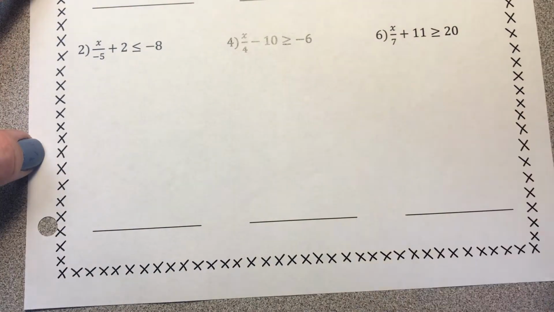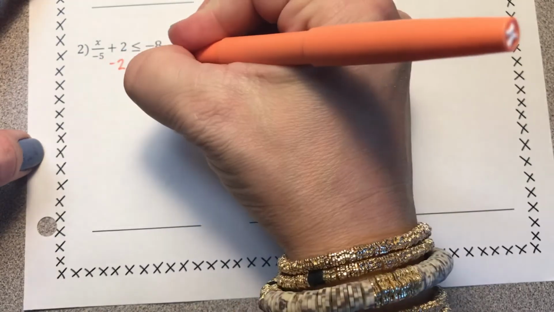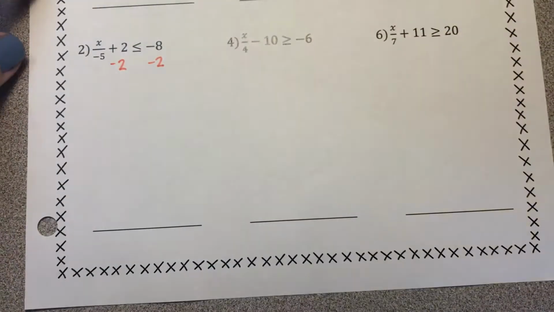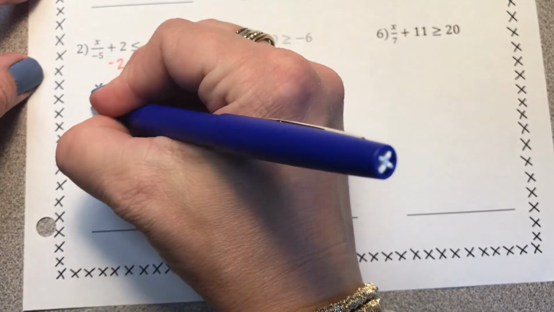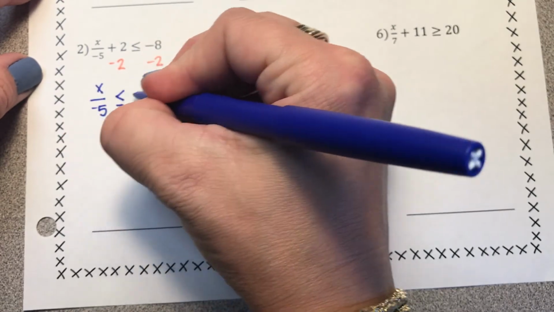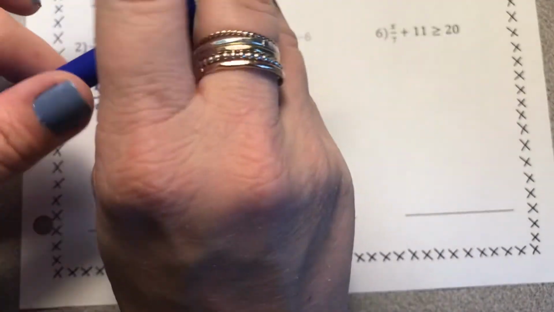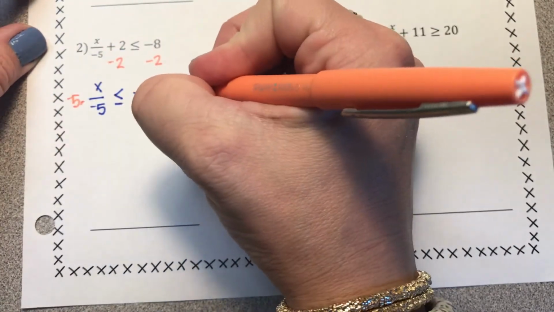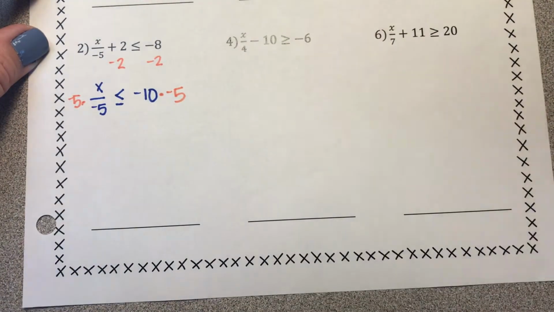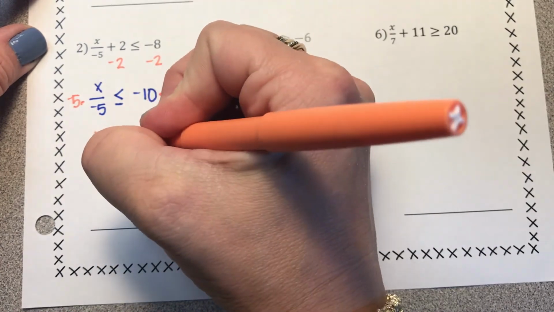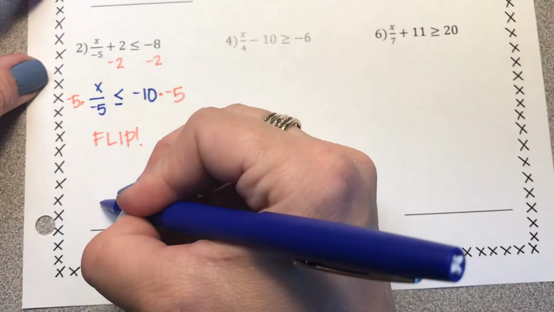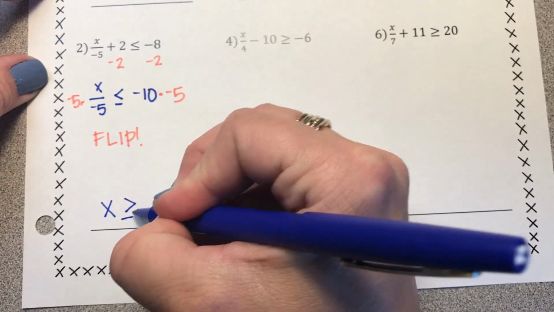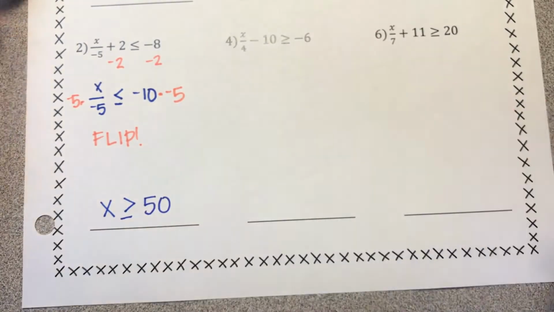Okay, number 2, you should have subtracted 2, which leaves you with x over negative 5 is less than or equal to negative 10. And then x is being divided, so I'm going to multiply both sides by negative 5. I'm multiplying by a negative, so I'm going to flip my inequality and get x is greater than or equal to 50.